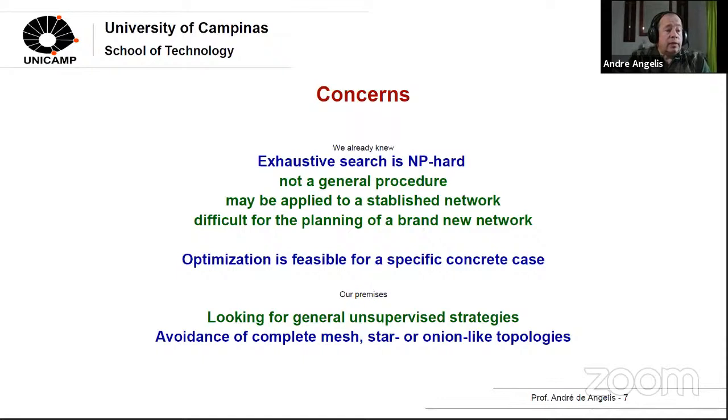Our premises were that we were looking for general unsupervised strategies that could be applied to a large number of realizations, to abstract models, and so on. And we avoided topologies that are similar to complete mesh, star, or onion topologies, because they are very difficult to build in the real world.